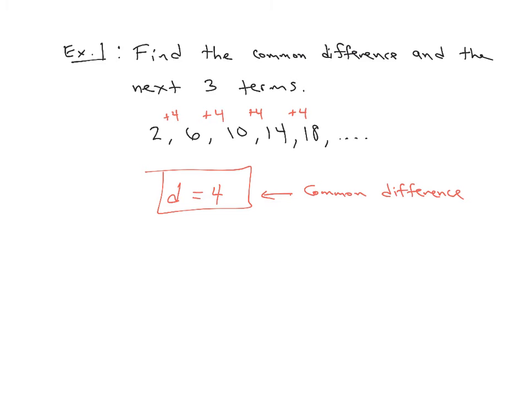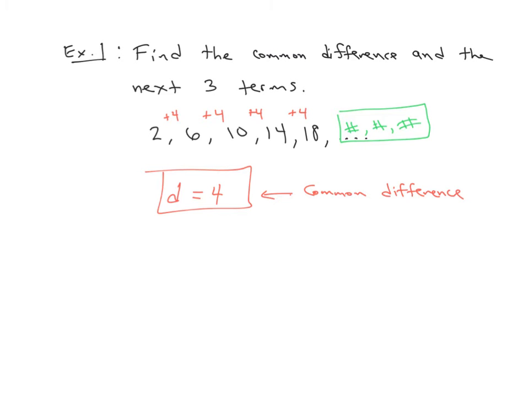Knowing that my common difference is 4, I should be able to carry that pattern out and find the next 3 terms. So after the number 18, I'm looking for the next 3 numbers. So figure out those next 3 numbers in the sequence and enter your answer when you're ready.